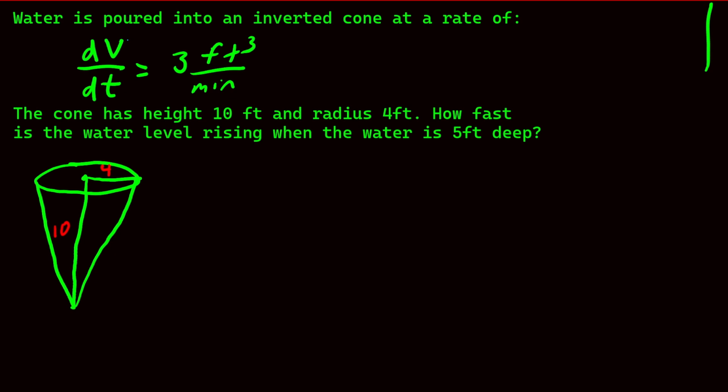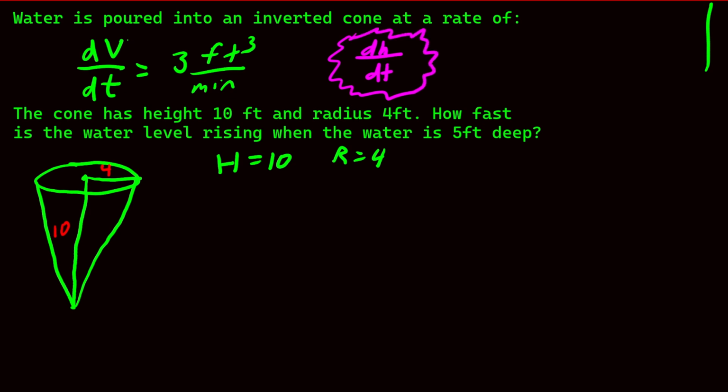All right? So what I like to do in related rates, I like to write down what I know. We know dV/dt, we know the cone, we know the height is 10, the radius is 4, and what we want to find, I'll write it in pink, is dH/dt. That is what we want. How fast is the water level rising when the water is 5 feet deep, at h equals 5.